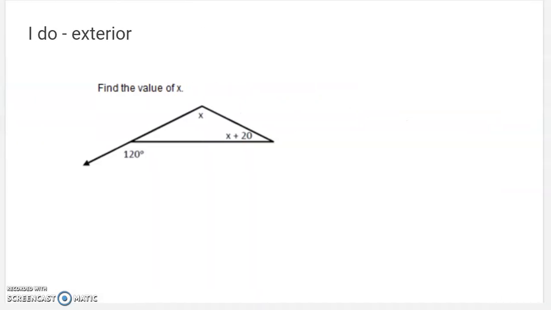Here's an exterior angles problem. Looks kind of scary. Take a look at it, and then I'll start to talk about it. So here I'm asked to find the value of x, but I don't have all three of the triangle. If I knew this interior angle, I could say x plus 20 plus whatever this one is equal 180, but I don't have that. So that won't help me.